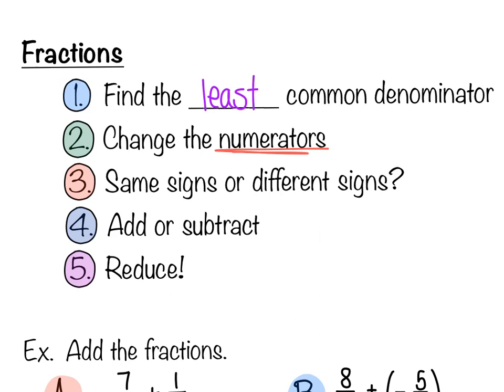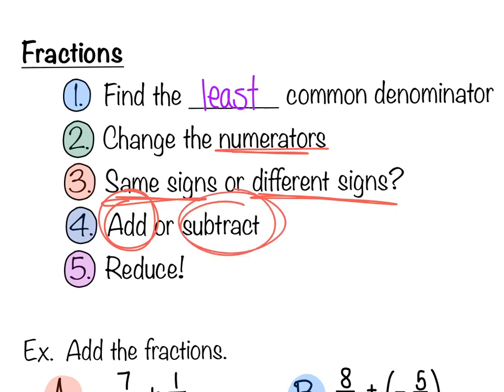And then check whether we've got same signs or different signs, because if we have same signs, we'll add. And again, if we have different signs, we'll subtract. And then one thing you have to do with fractions that you don't have to worry about with decimals is that your answer must be reduced. So let's look at a few examples.